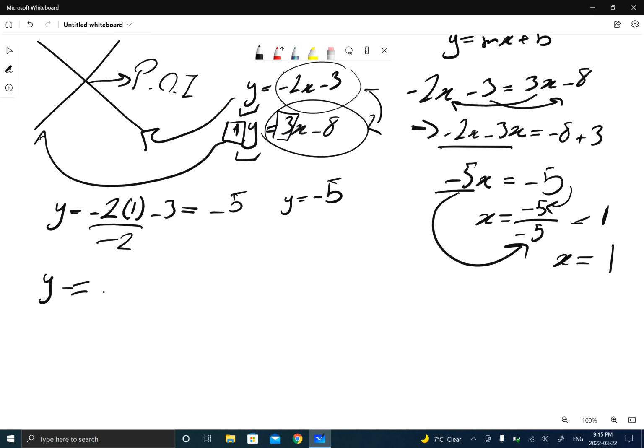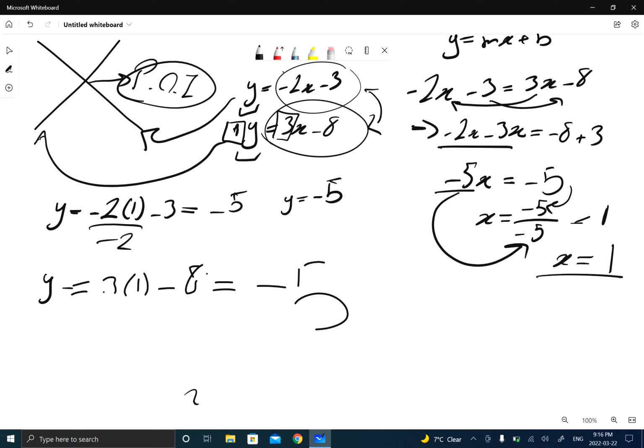Y is equal to 3 plus 1 minus 8, and as you can see, it's equal to -5 again. So we have -5 in both, so it doesn't matter which one you want to plot in. So how are we going to write the POI of R now? We have the X here and we have the Y here, as you can see.